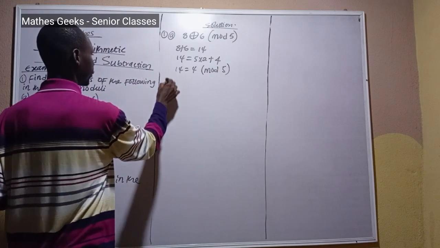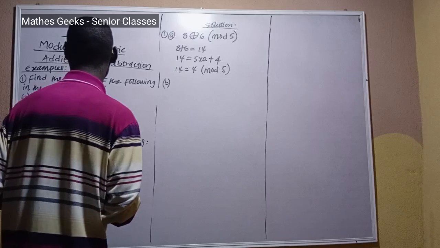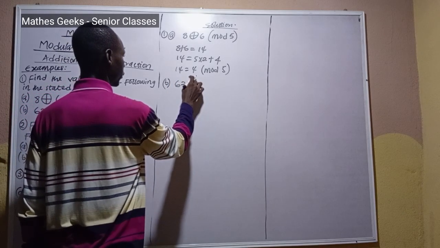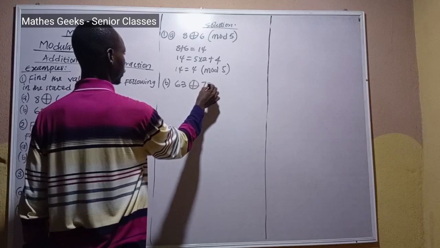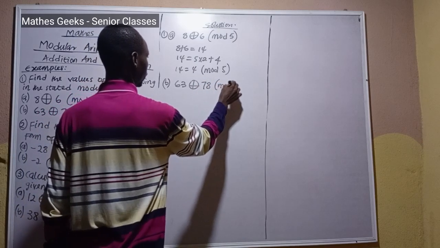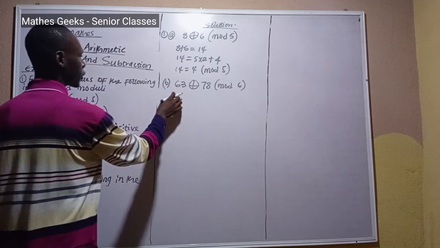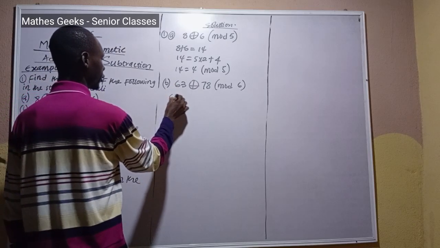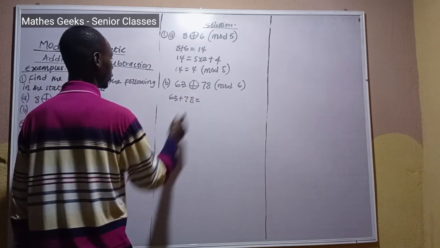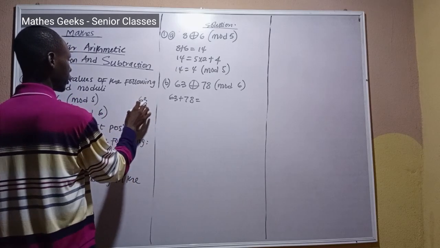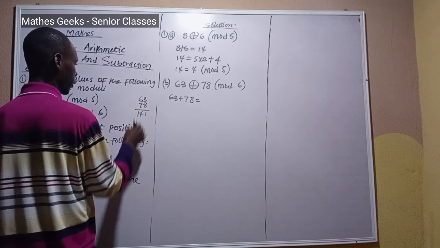B. 63 plus 78 in mod 6. 63 plus 78 is 141.